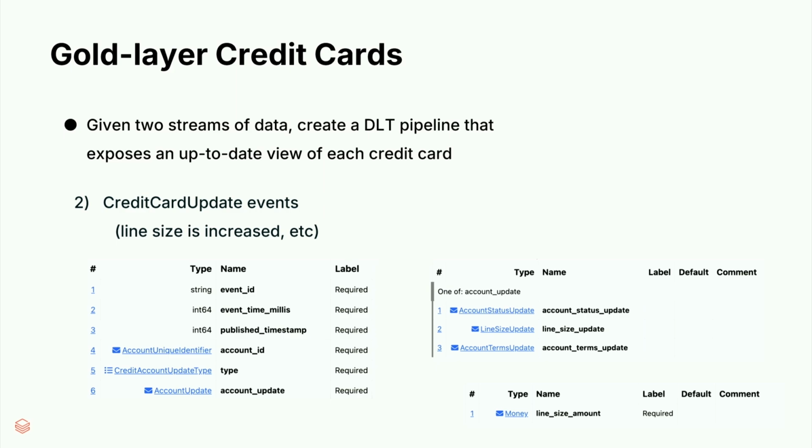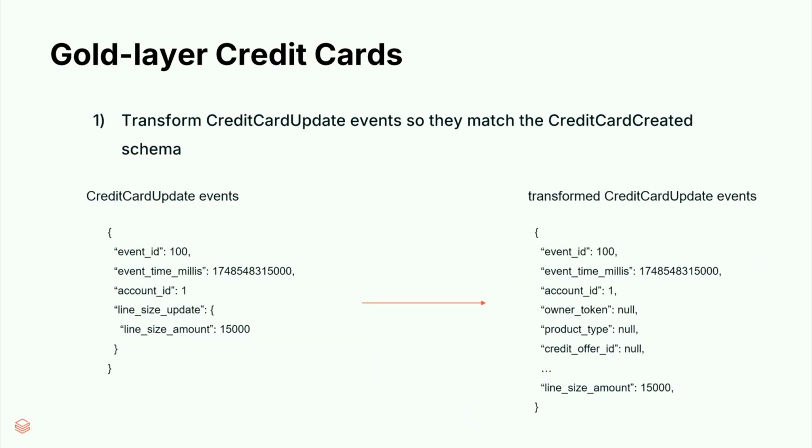You have some entity whose state you're tracking over time, and you have a stream of events that correspond to any change in state of that entity over time. So this is a great use case for apply changes as well. And to implement this with apply changes, we can do that in 3 steps.